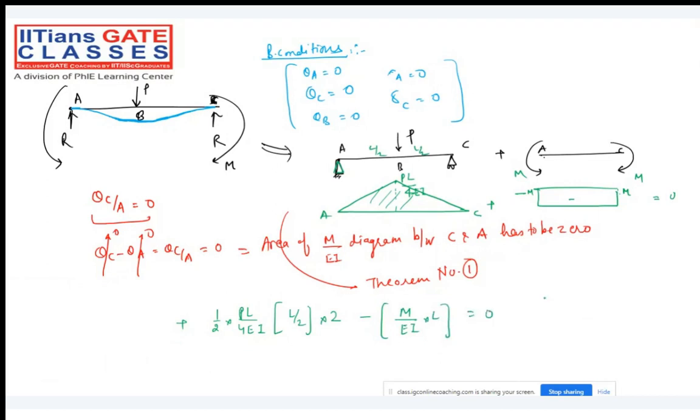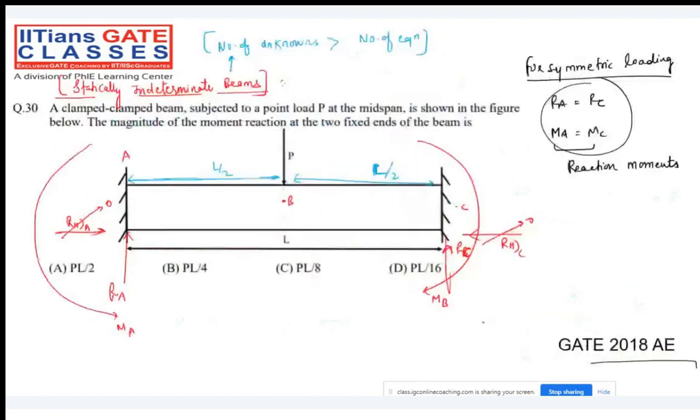Then from here, what we are getting is ML divided by EI equal to PL square divided by 8EI. So this will cancel out. What is the M value? PL divided by 8. So when you look at the options, PL divided by 8 will be the correct answer.